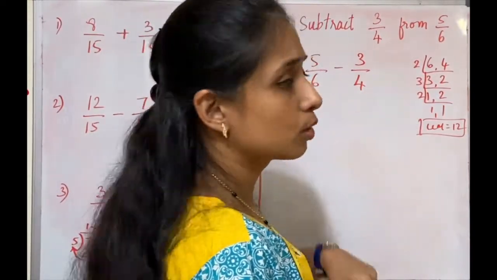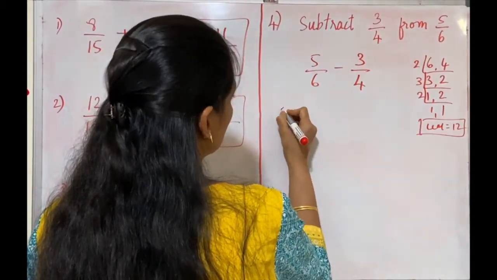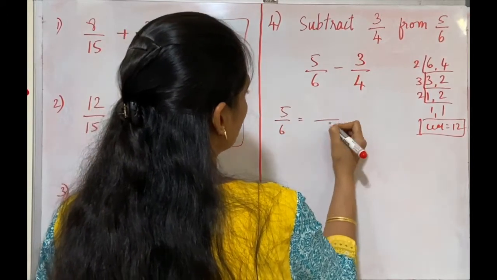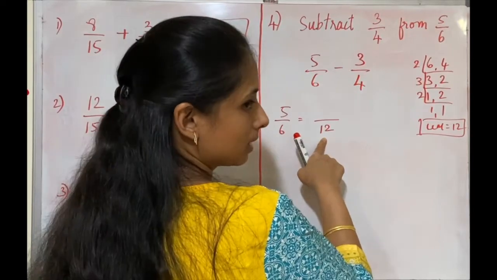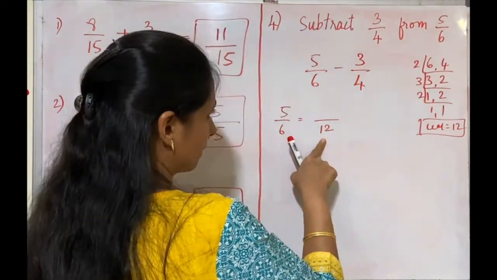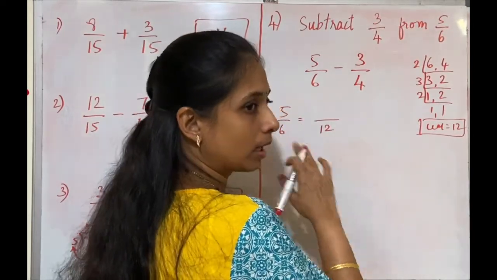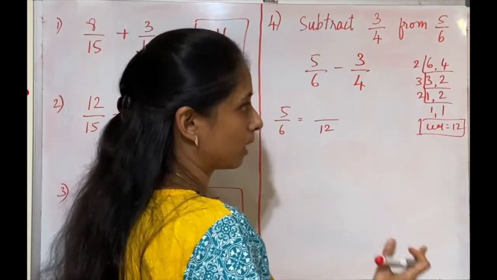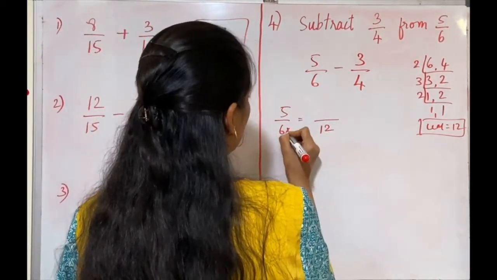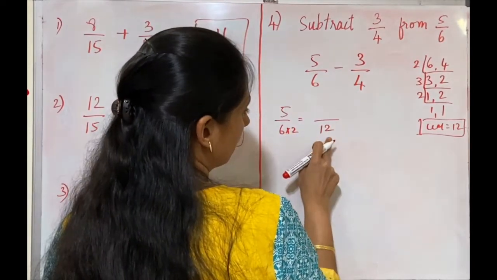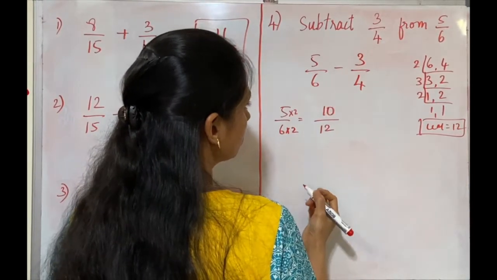Without doing this, you can also do it mentally. So now LCM is 12. What you should do? 5 by 6, you should convert it into another fraction with the denominator 12, just like we did in comparison of fractions. What are we doing now? We are converting these two unlike fractions into like fractions, so that we can subtract. So now I will multiply by 2 here, then only it will become 12. The same thing I will do for the numerator also. So this becomes 10 by 12.